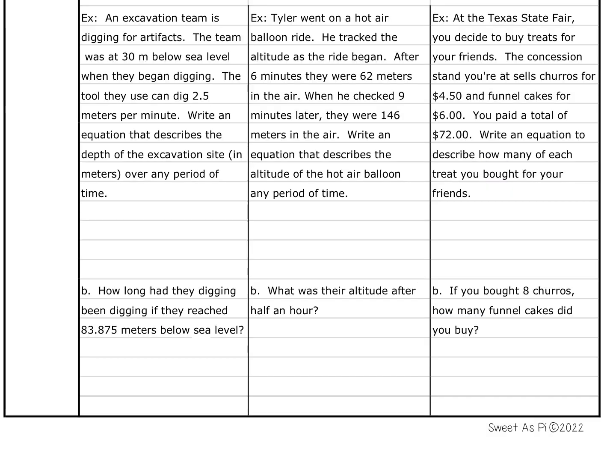Let's try some examples. For our first example, an excavation team is digging for artifacts. The team was at 30 meters below sea level when they began digging. The tool they use can dig 2.5 meters per minute. Write an equation that describes the depth of the excavation site in meters over any period of time.